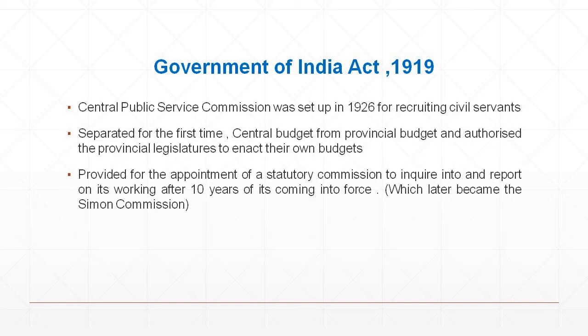Eighth point, it provided for the establishment of a Public Service Commission, and a Central Public Service Commission was set up in 1926 for recruiting civil servants. Ninth, it separated for the first time provincial budgets from the central budget and authorized the provincial legislatures to enact the budgets. So there is some kind of a financial devolution here, that the provincial legislatures can now enact their own budgets. So they have to be strict on their own accounts and not be dependent on the center. So that's some kind of a financial autonomy being provided.